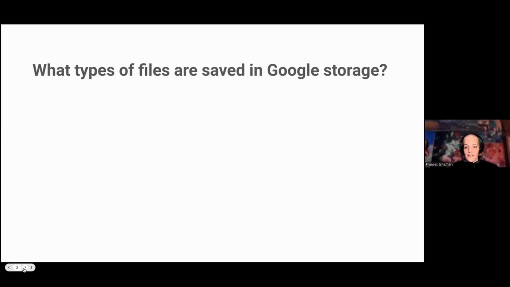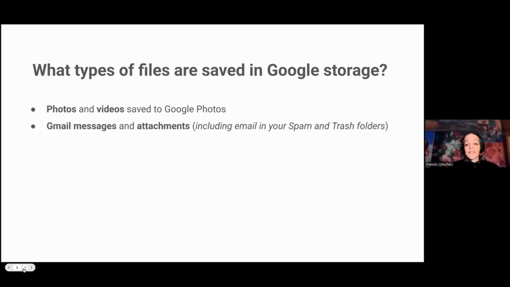What types of files are saved in Google Storage? The photos and videos that you're saving to Google Photos. If your phone is backing up to Google Photos, then all the pictures and video that you take is going in there, and that can add up quicker than some other kinds of files. Gmail messages and attachments, including things that go into your spam and trash folders. So you might not even be seeing some of these things that have attachments, but those files still are taking up space in your Google Storage.